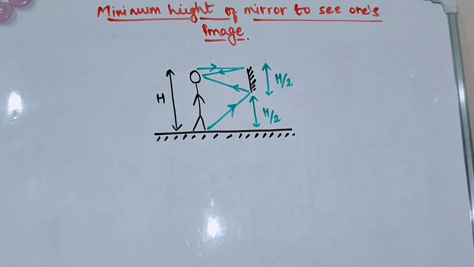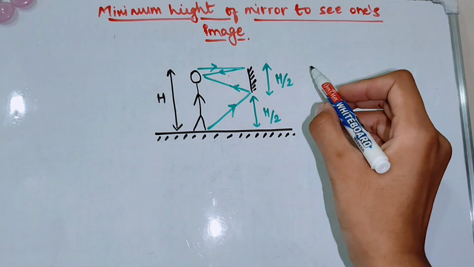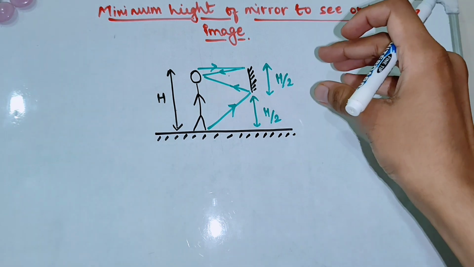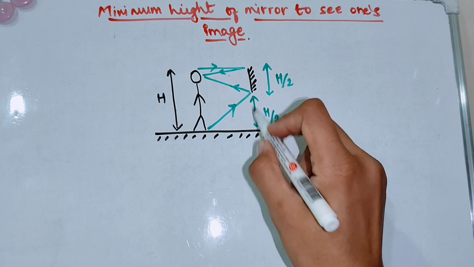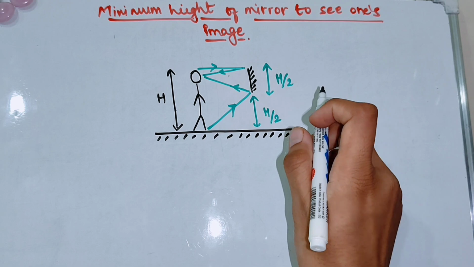Now let us take a look at the minimum height of the mirror to see one's image. Let's say that this is you, your height is h, then of what size should the mirror be and at what height should it be placed so that you will be able to see your full image. Yes, you do not require a whole length mirror of the same height and size as you to see yourself. If your height is h and the height of the mirror is h by 2 and it is placed at h by 2 height from the ground, then you will be able to see your full image.